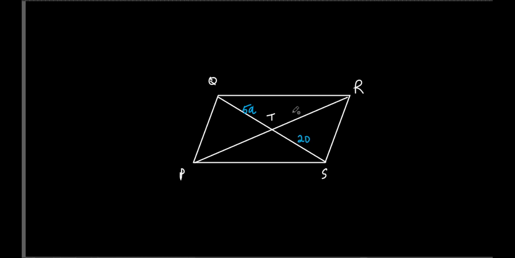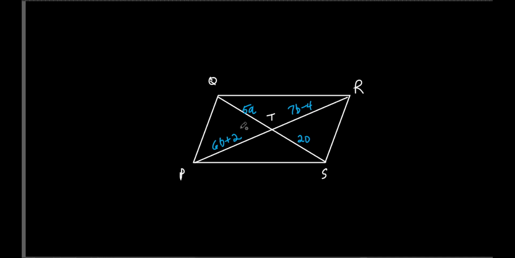TR is 7B minus 4. And then PT is 6B plus 2. And what I want to do is I want to be able to solve for A and B.